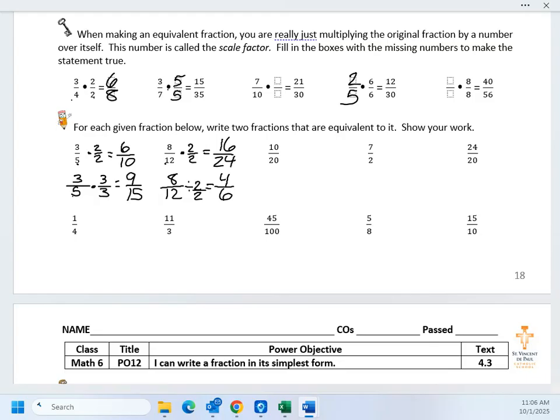You're going to finish this page. Okay? Using 2 different scale factors to get 2 equivalent fractions. Any questions?